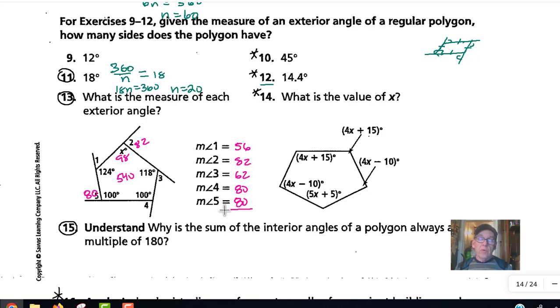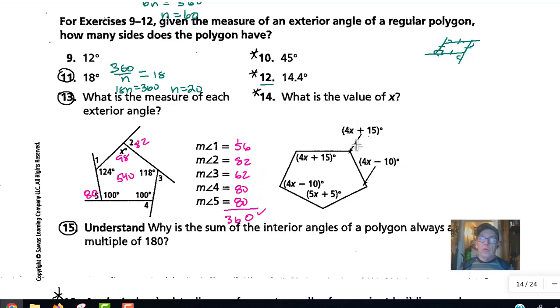And altogether, those should add up to be 360. So let's see, we got 6, 7, 8, 9, 10. Carry the 1. 5, 6, 14, 20, 28, 36. They do add up to be 360. So inside angles add up to be 540, which lets us find out what x is. The exterior angles, one at each vertex, are going to be supplements to the inside angles. And altogether, these outside ones need to add up to 360.